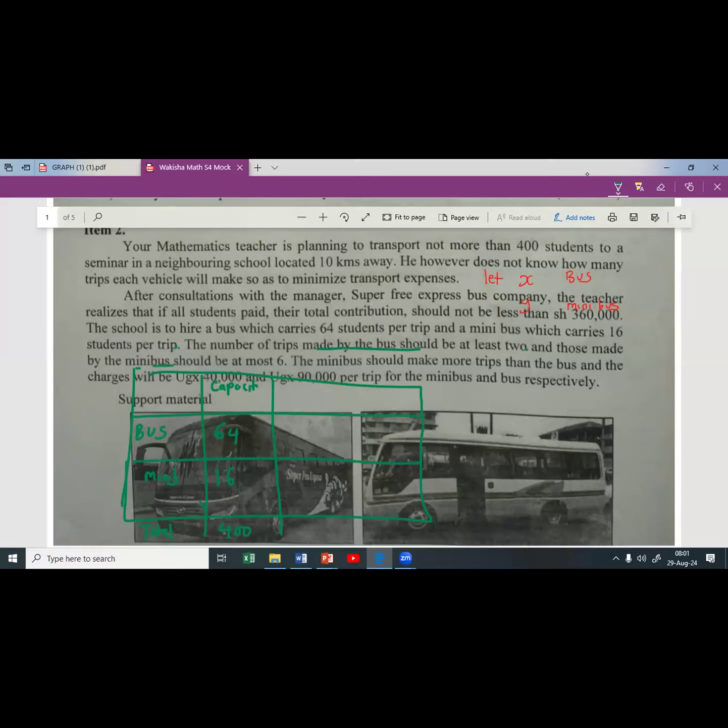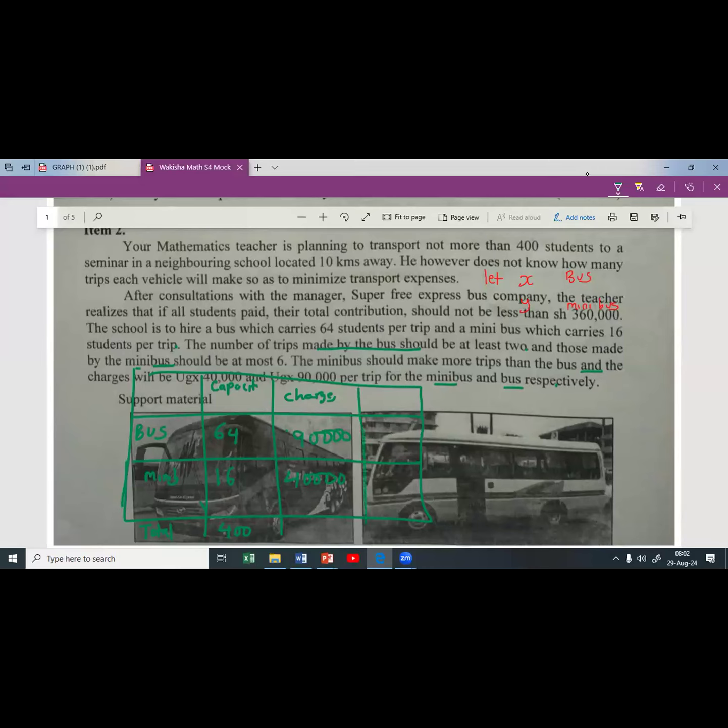The minibus should make more trips than the bus, and the charges will be this and this. Now you're going to look for the charges. And remember, after here there is also another conjunction, meaning that you have two inequalities in between. For the charges, I want you to be very careful. They use minibus and bus respectively, meaning that the first amount is for the minibus. So this is 40,000, then the second one is 90,000. But at times you also have to reason out how a minibus can charge more than a bus.